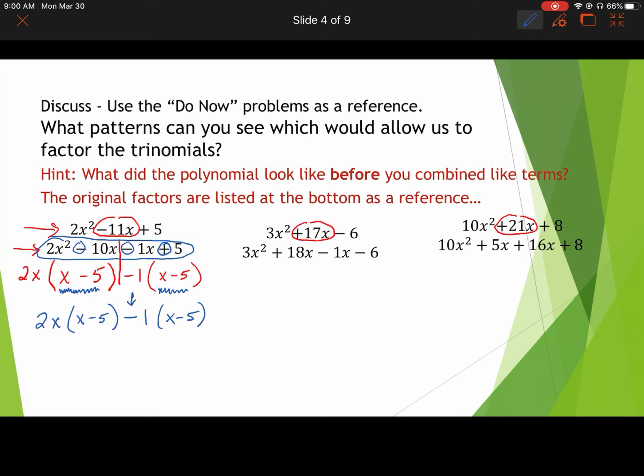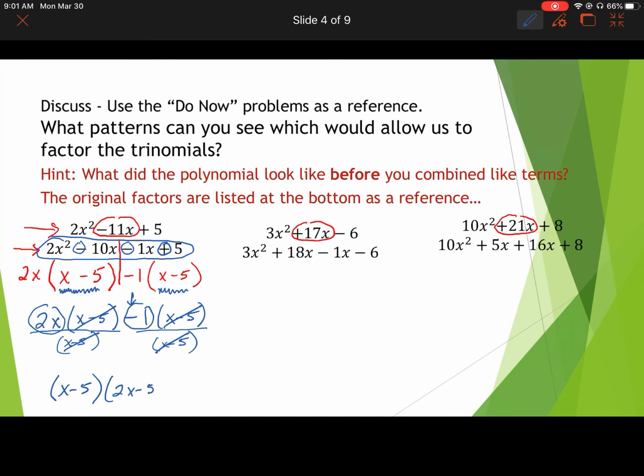So if I'm looking at this as a binomial now, what can I factor out of the left and the right side that's the same? Hopefully you see that I could divide this by x minus 5, and I could divide the right side by x minus 5 because they both have that in common. So if I now consider x minus 5 my GCF, what's left over when I factor that out or divide it out of both terms? I have a 2x minus 1 left over.